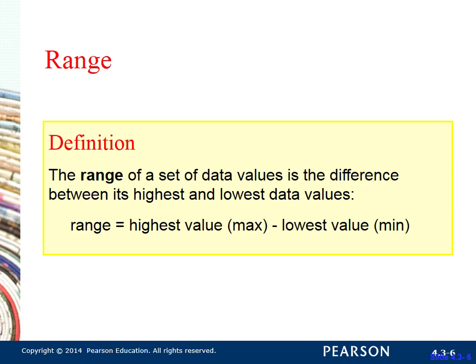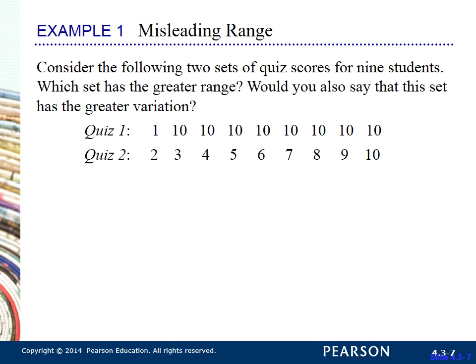All right, so let's talk about some measures of variation. The first and the easiest is called the range. The range of a set of data values is just the difference between the highest and the lowest. So the highest value is going to be called our maximum, and the lowest is called the minimum on the graphing calculator, so I want you to get used to those names. So the range is just going to be the max minus the min, the highest value minus the lowest value.